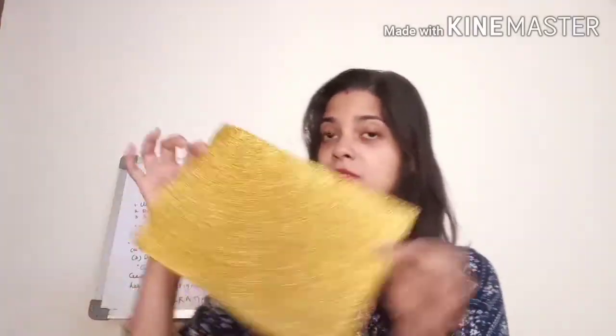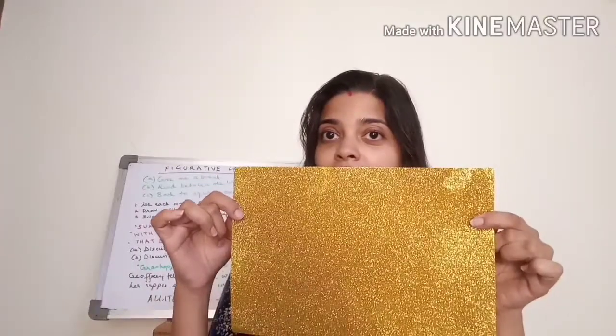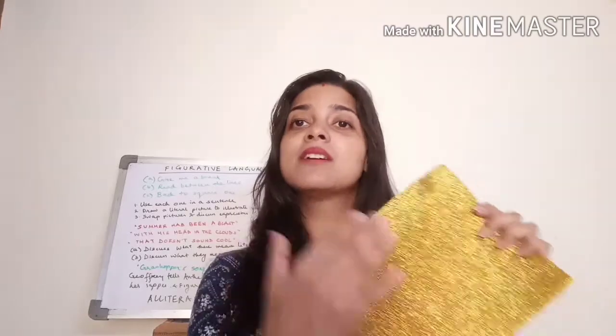Can I say I have a piece of gold with me? Is it gold? Now see, is this gold or just a piece of glitter sheet? This is just a piece of glitter sheet that shines like gold. It is covered with shining pieces of something which is gold in color. Okay, so all that glitters is not gold.